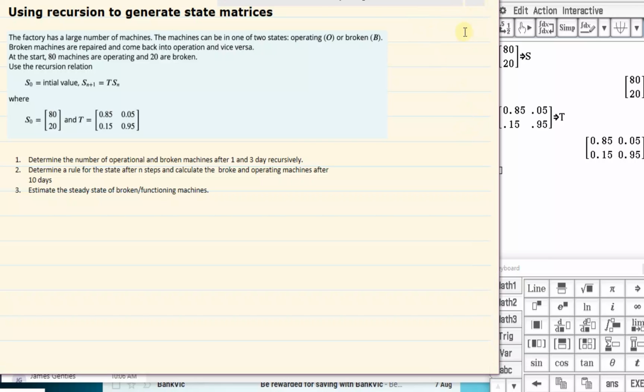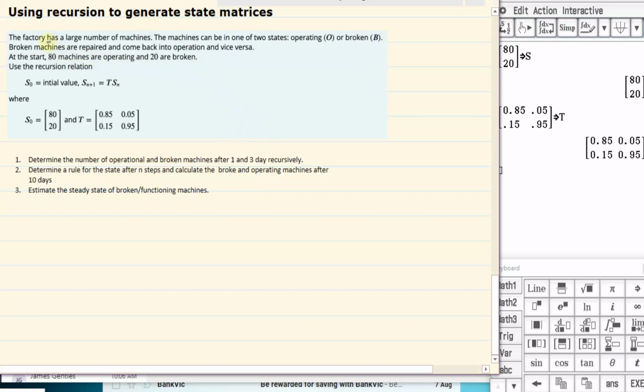And today I'll look at using recursion to generate state matrices. So to crack on, we're using recursion, so the recurrence or continuing a pattern to find the state of something after nth times that it happens. So it'll have an initial state, something will happen to it via the transition matrix, and then the first application of the transition matrix will give us state number one. So what does this look like and what does it mean?